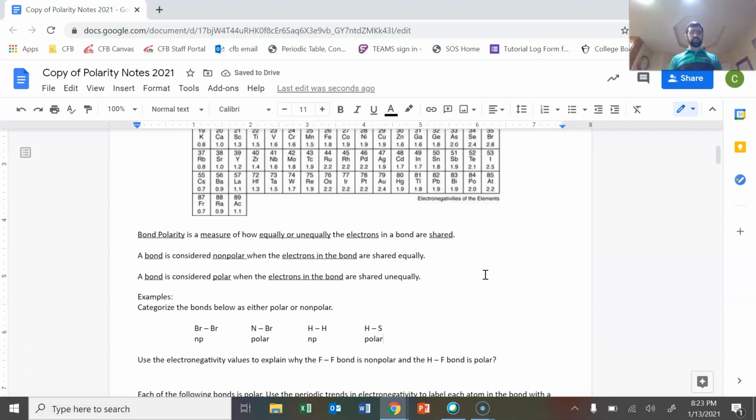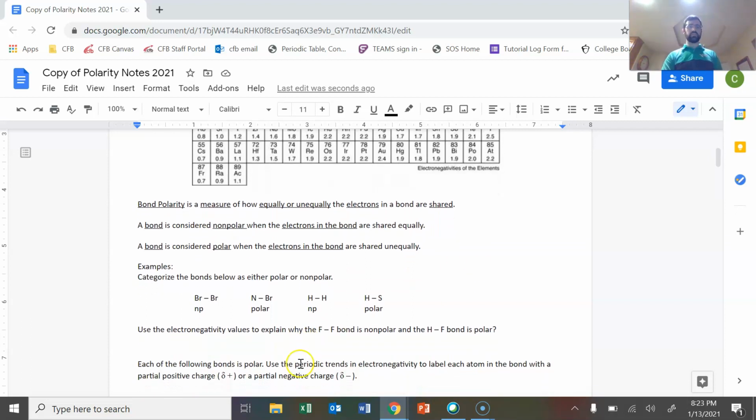All right, so that's a start. Now we want to use the electronegativity values to explain why the FF bond is nonpolar and the HF bond is polar. Well, the reason is fairly simple. F and F in the FF bond share electrons equally, so the bond is nonpolar.